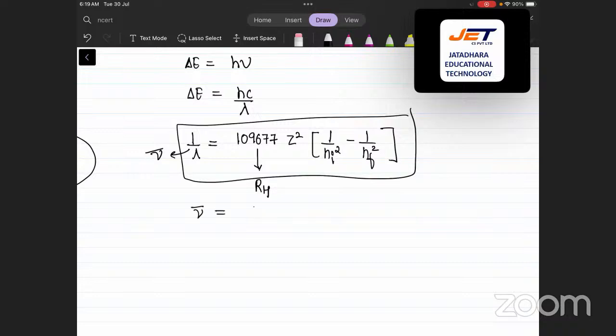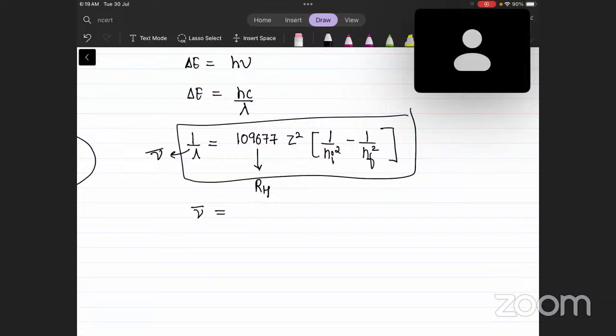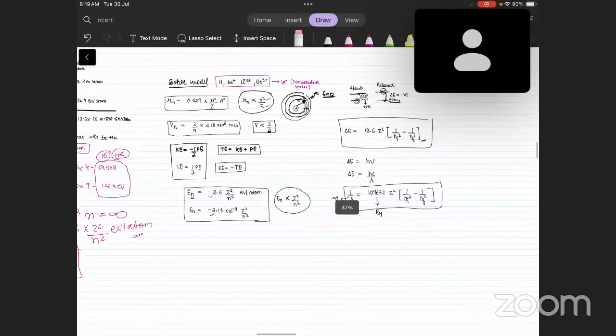So let's write it in a simpler way. Yes, I hope you can do that. Understood? So you can calculate whatever is asked of you by using this. These are just the things that we should know to solve the numericals.